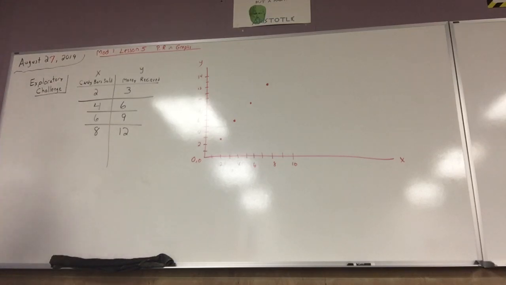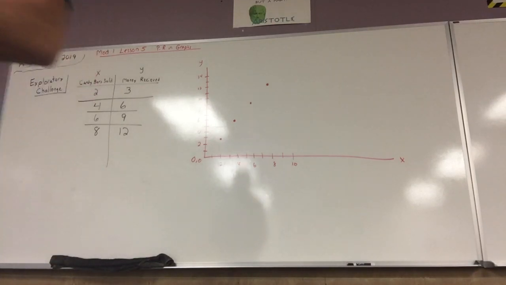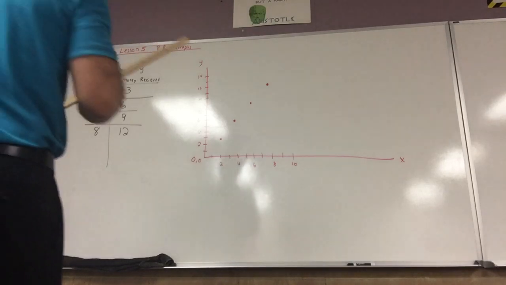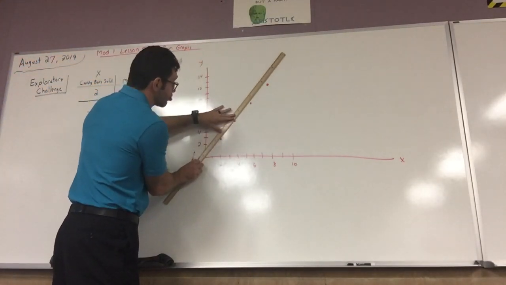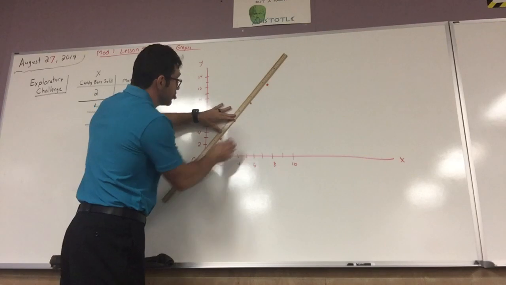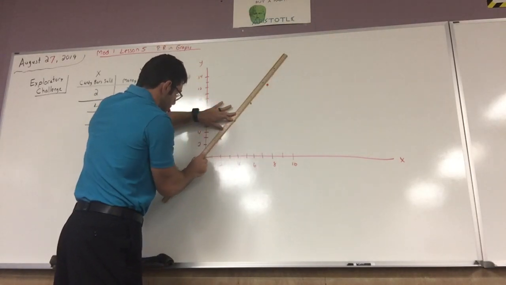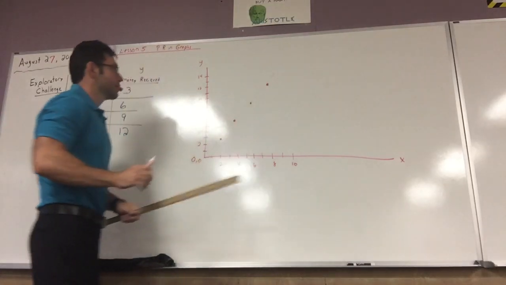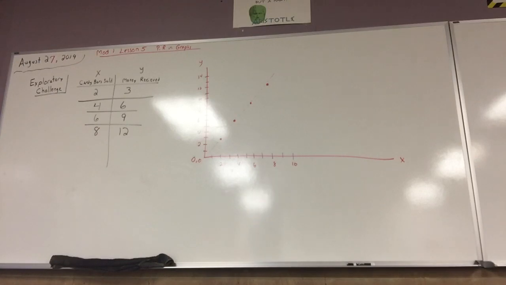So, candy bars sold to money received. When you're looking at this, what happens with our points? What does it appear is happening with our points? Well, again, my graph's a little bit awkward because it's not perfect. But for the most part, they appear to be on a straight line.